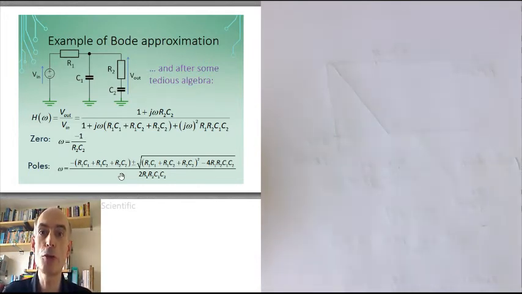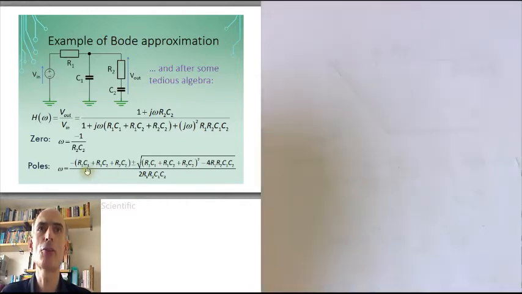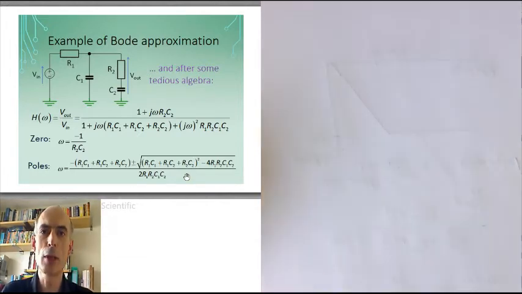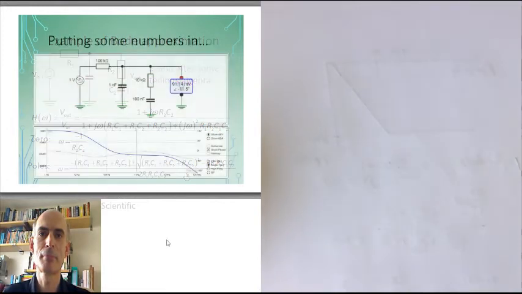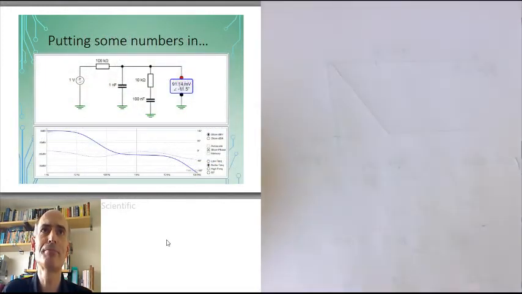And if you just do the appropriate substitutions, you will end up with a zero at minus 1 over R2C2 in this case. That isn't too difficult to see. And 2 poles at angular frequencies given by this expression here. To make any further progress, we'll have to put in some values for the resistors and capacitors. Let's put in these values.